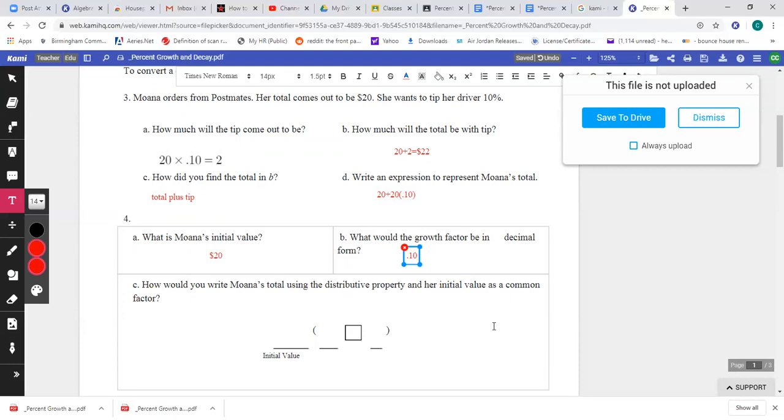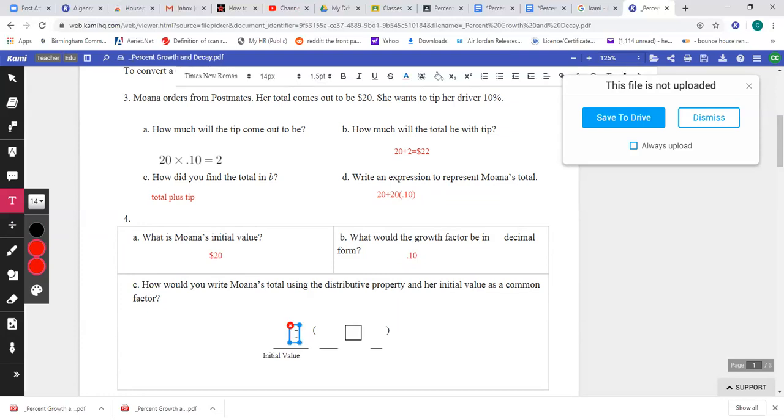So now letter C asks, how would you write Moana's total using the distributive property and her initial value as a common factor? So what I'm going to do is I'm going to take what I did for D and I'm going to write it as a distributive property problem. Remember, the way to do this is you factor out whatever they have in common. And what do they have in common? Well, this is a 20 and this is a 20. Then I am going to write 20 on the outside because that's what they have in common.